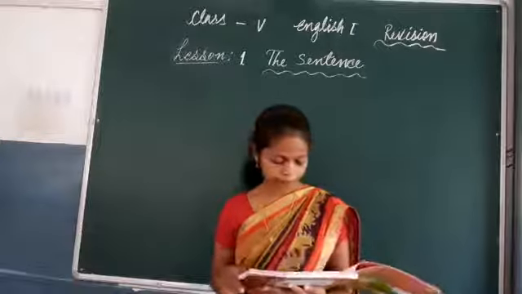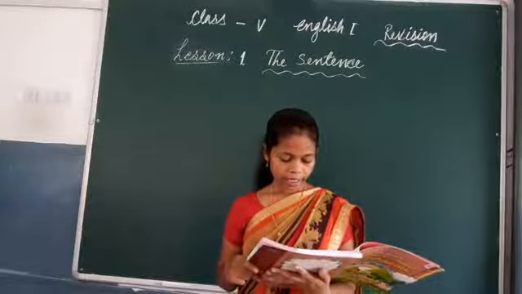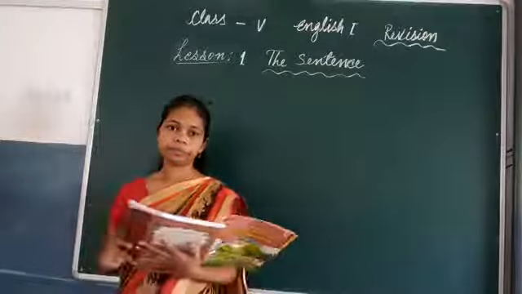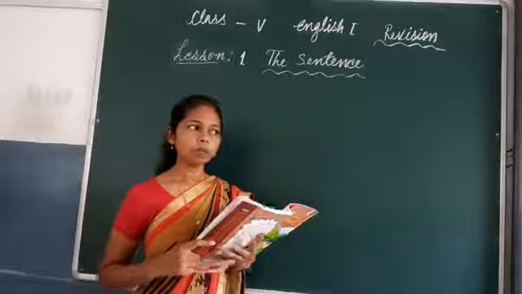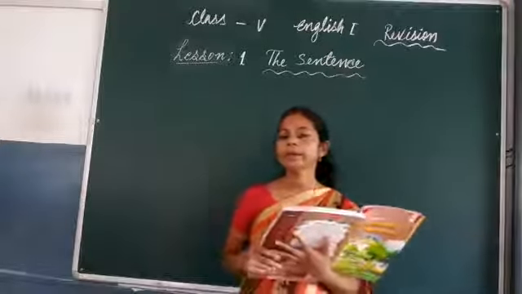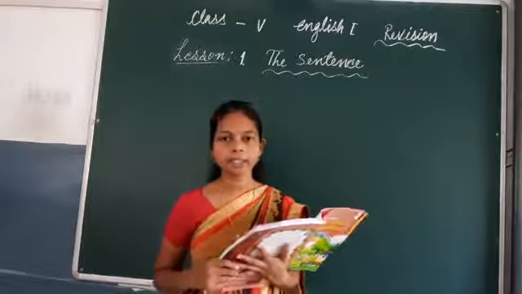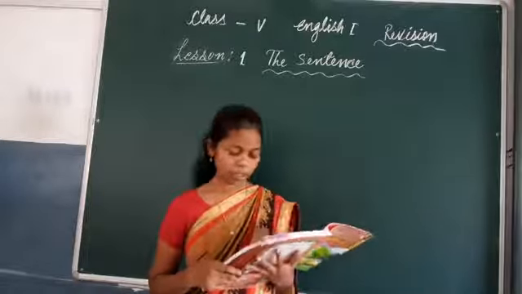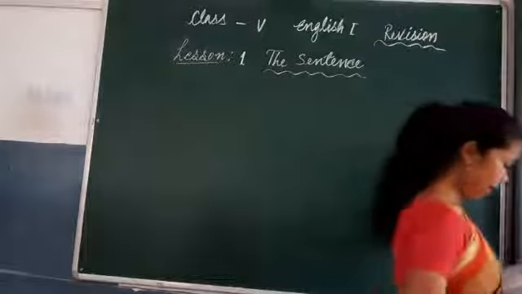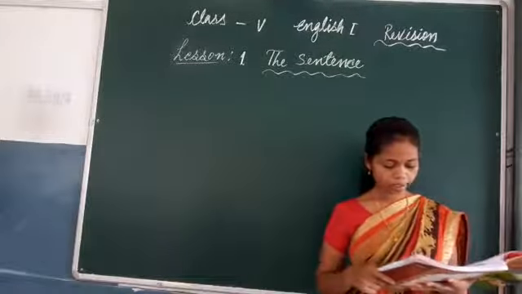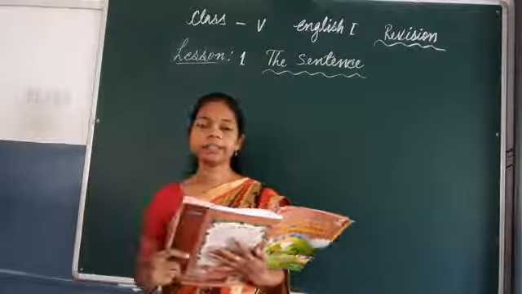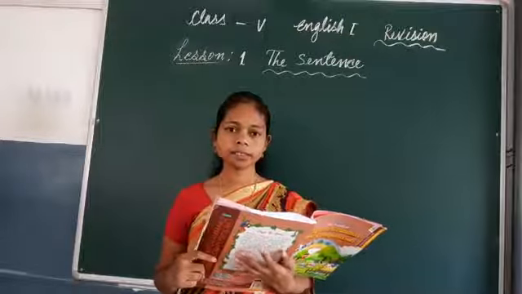So put a tick mark. Number 4, cite what a beautiful is it? This is also a group of words, but it does not make complete sense. So put a cross mark. Number 5, the postman brought this parcel. So there is a sense. It is a complete sentence. So put a tick mark.